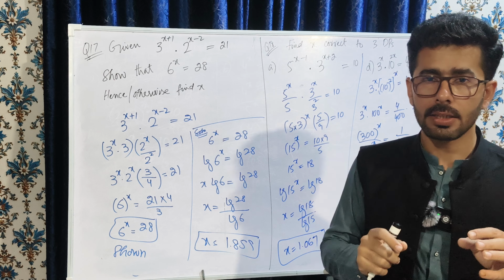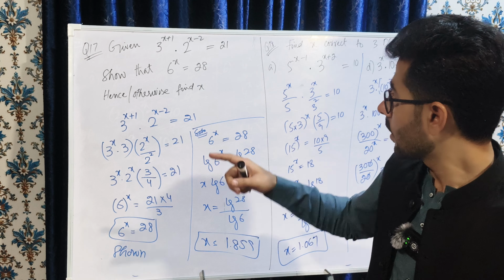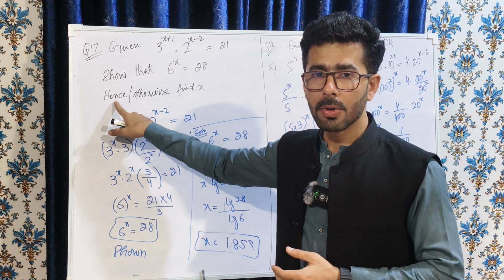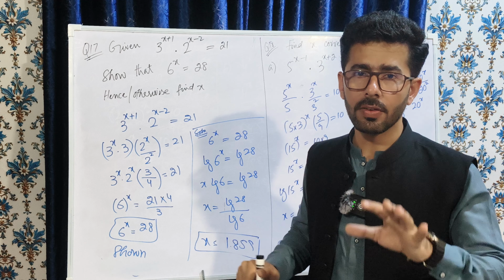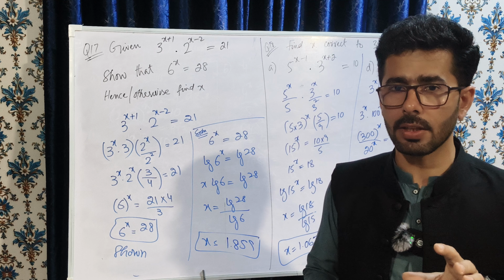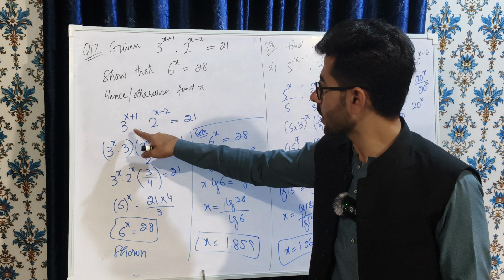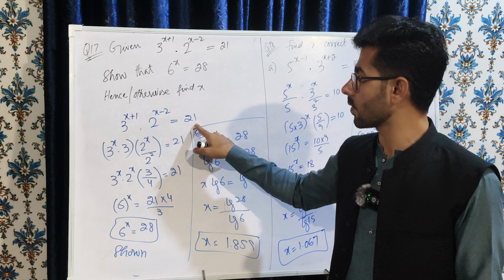In addition to that, they say if you simplify this and get this result, with the help of that or otherwise find the value of x. So we need to simplify it, and then with the help of that simplification we need to find the value of x. So we take 3 power x plus 1 times 2 power x minus 2 equals to 21.